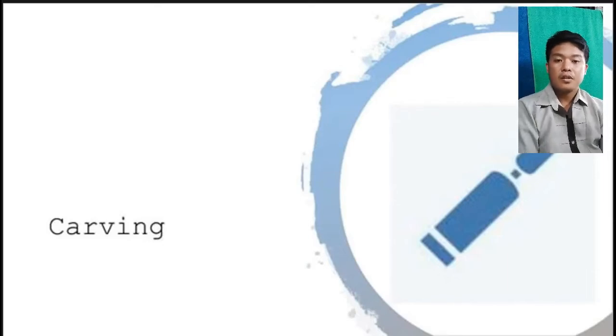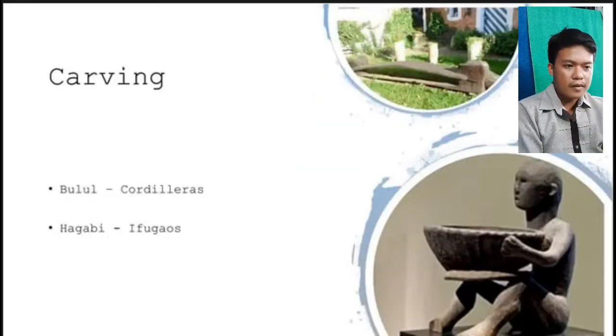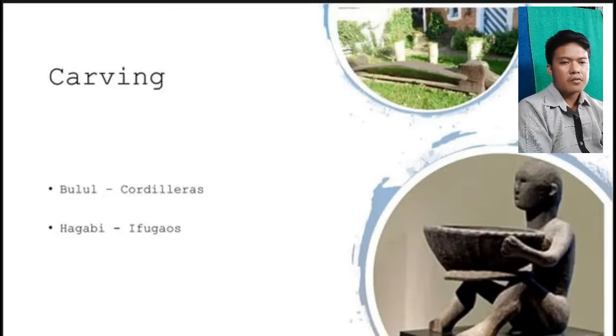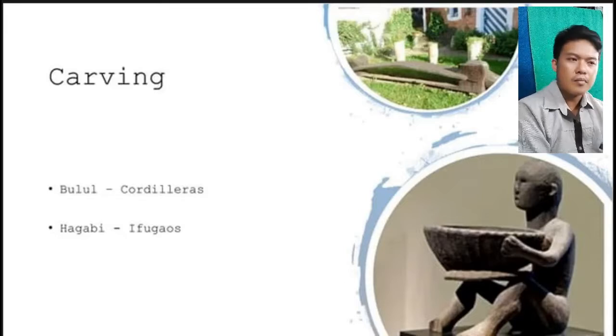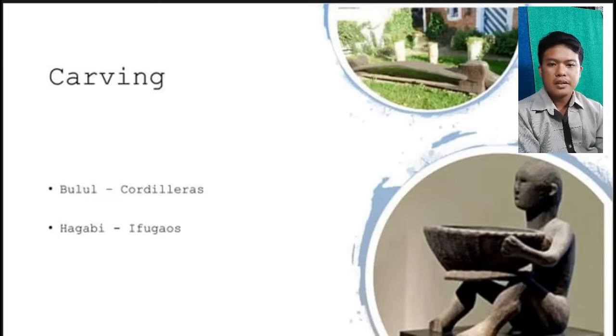So this is part 2 of the Philippine art history. We will now begin with carving. In carving in the Cordilleras, they have their bulul. When we say bulul, that is the image in the lower portion.